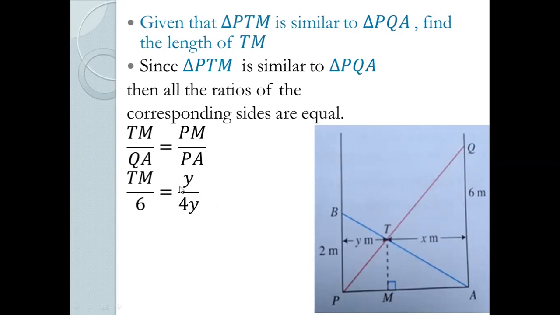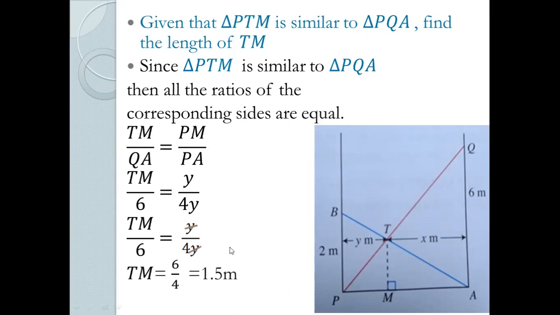We will substitute the values because PM is equal to Y. It's given to us in the question. By looking at the diagram, you can see that PM is equal to Y and PA is equal to 4Y. This is what we found in the last part. So we have substituted these values and we got this equation. We can further simplify it, and these Y can be cancelled. Then TM upon 6 equals 1 upon 4.